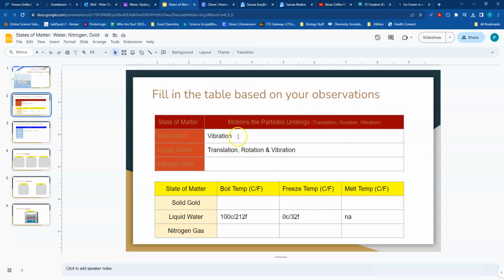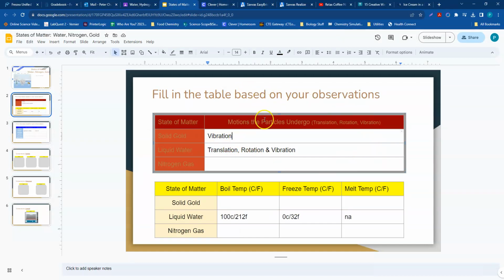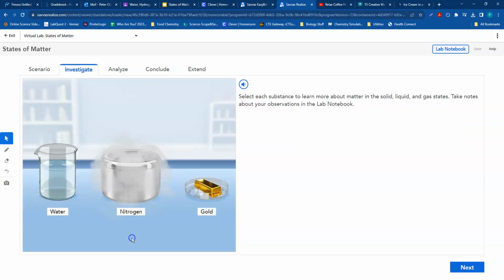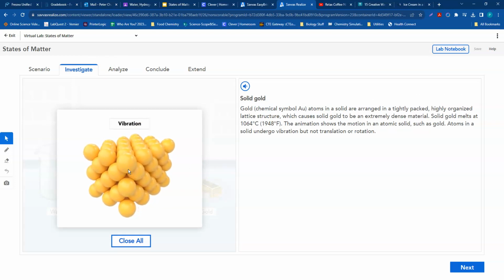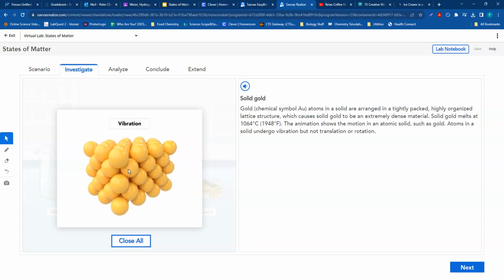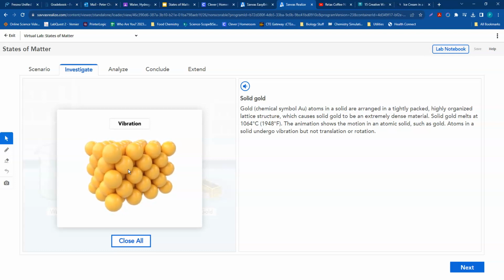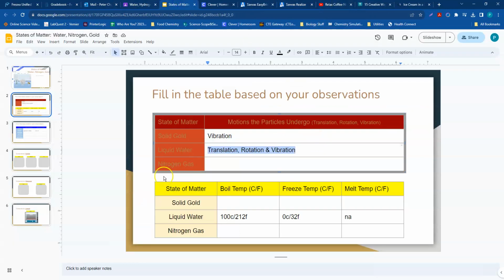And this is what they're asking. This is the first table: motions the particles undergo. So the three: translation, rotation, vibration. For liquid water, it's all three. If we were to go to solid gold, you'll see that it's only one. If I play this, since it's a solid, there is no translation, moving back and forth or up and down or across each other, and there's no rotation of the molecules. It's just vibration. So that's what we're going to put in the table. And I'll have you do nitrogen gas on your own.